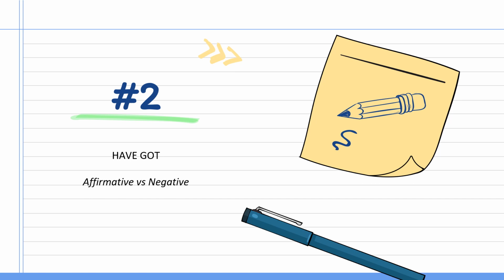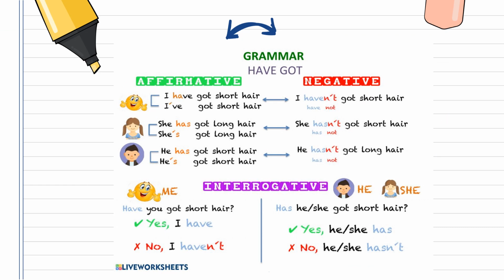Secondly, we're going to look at have got, affirmative and negative. Do you still remember what is meant by affirmative and negative? Yes, affirmative is a positive statement, while negative is a negative statement, the one that you disagree with. Okay, let's go. So these are the affirmative and negative have got. Have got ni maksudnya ada ke? Maksudnya I have got short hair. Saya ada rambut yang pendek. I haven't got short hair. Saya tak ada rambut yang pendek.